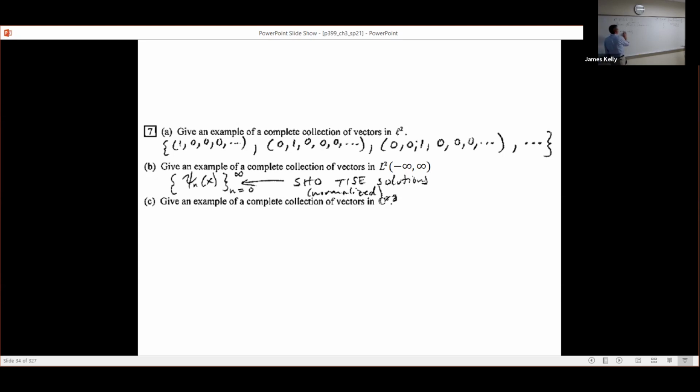Okay, so sine of nkx, I'm not sure what k is, but you can tell me about that in a minute. Cosine of nkx, maybe from n equals something to infinity. So you want an infinite collection. Certainly you're going to need an infinite collection if you have any hope.